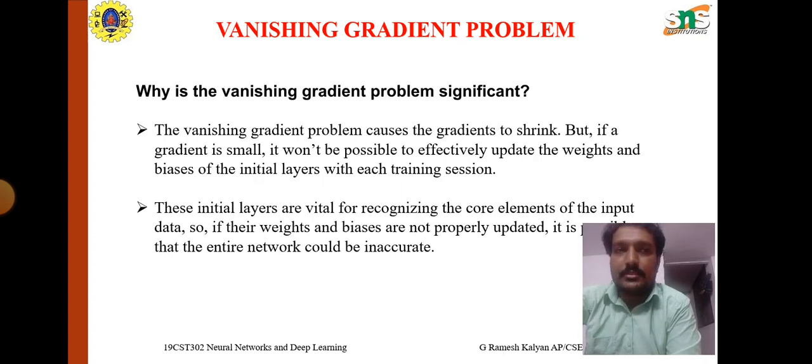Why is the vanishing gradient problem significant? This is because the vanishing gradient problem causes gradients to shrink. If the gradient is small, it won't be possible to effectively update the weights and the biases of the initial layers with each training session. The second point is that these initial layers are vital for recognizing the core elements of the input data. So if the weights and biases are not properly updated, the entire network could be inaccurate.